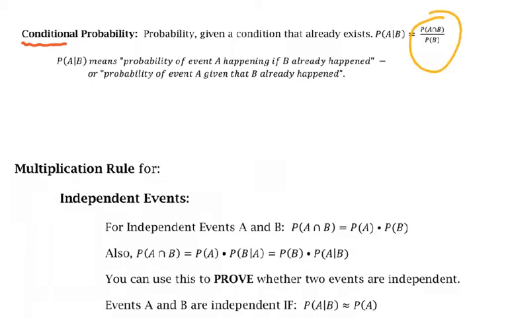You're going to find the probability of A intersect B. So in other words, what's the probability that they both happen? And so that's where you multiply. And we're going to divide it by the probability of B happening by itself.